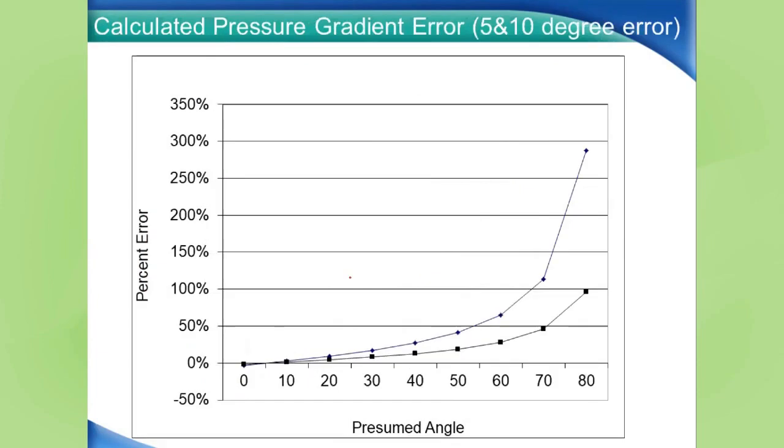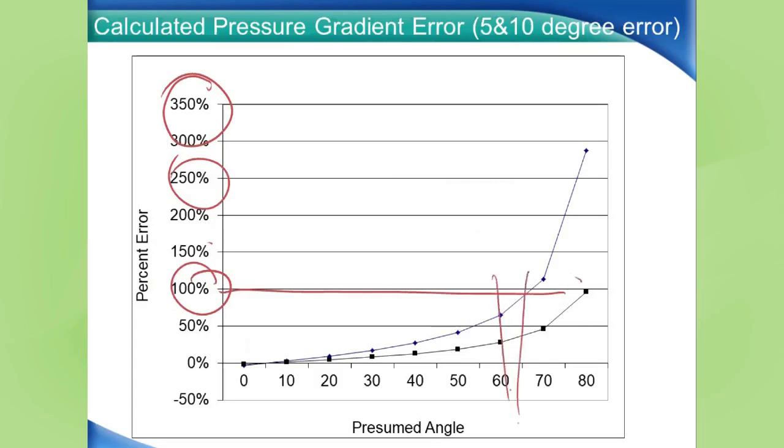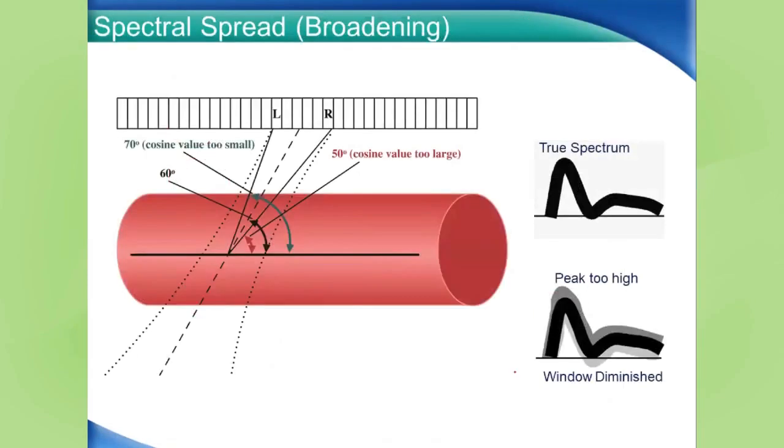Okay, this shows the percent error, again, for the pressure gradient. Now look at how big these numbers are. Here's 100% error. And we can see how huge the errors become as we get up above these angles of 60 degrees, okay? Now, there's another effect that impacts a reason why we don't want to be above 60 degrees. And this is what's called intrinsic spectral broadening, okay?